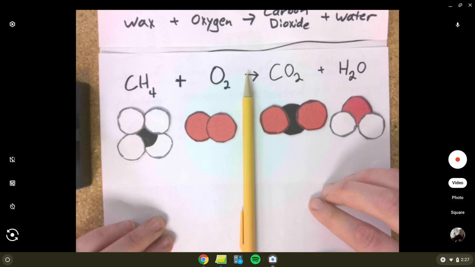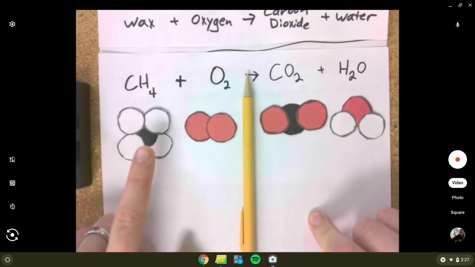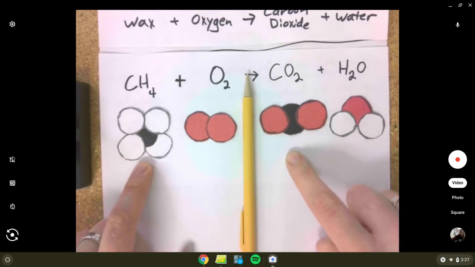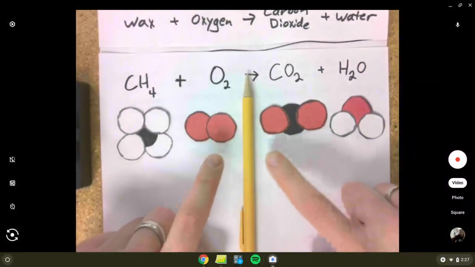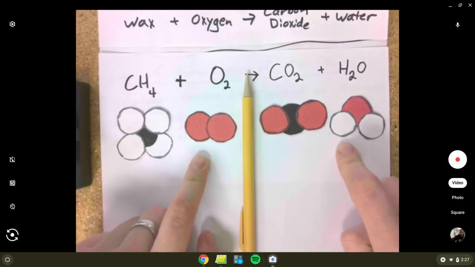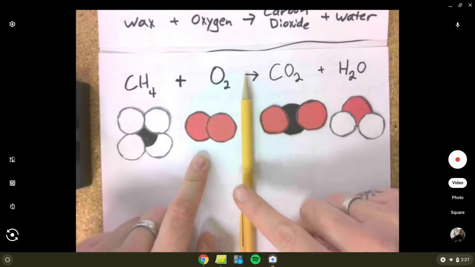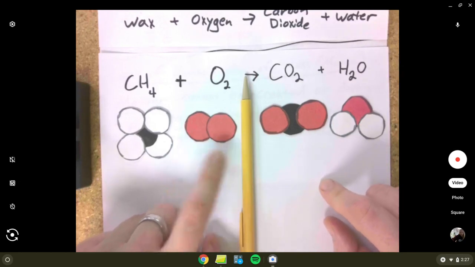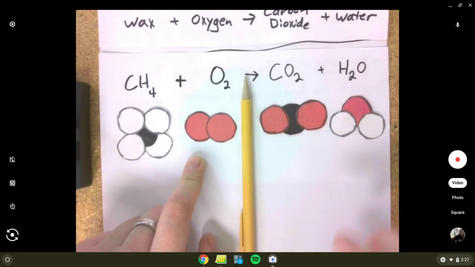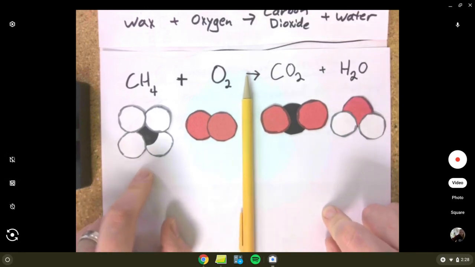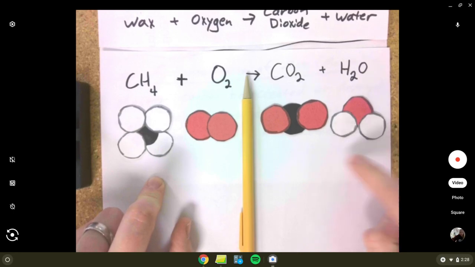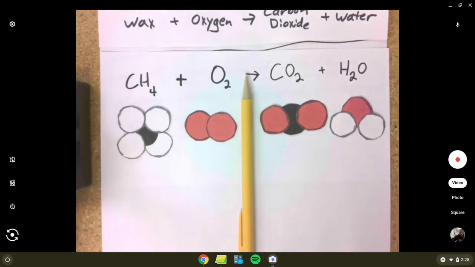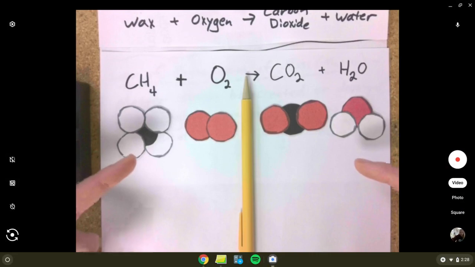So what we need to look for is to be sure that, for instance, the number of black dots are the same on each side. In this case, they are. Let's look at the red dots next. Are the number of red dots the same on each side of the arrow? No, we've got 2 of them over here and 3 of them over here, so they're not equal. Same thing, the number of white dots, or H's, are unbalanced. I've got 4 of them over here and only 2 over here. So we need to balance that out because this is breaking scientific laws. This is not physically possible.